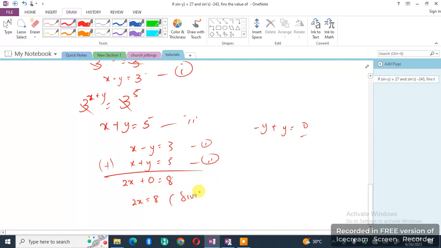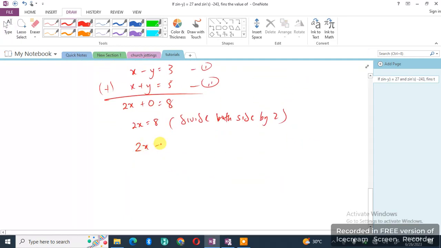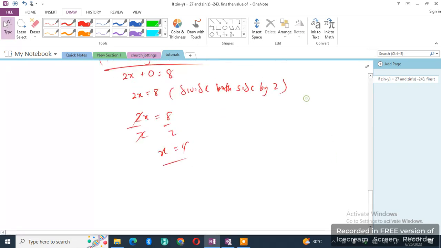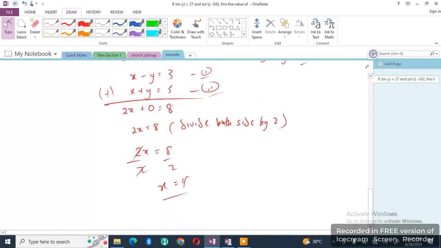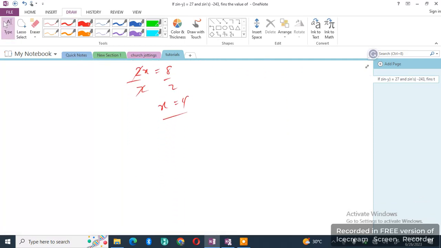Let's divide both sides by 2 to get the value of x. Therefore 2x equals 8, and then we have x equals 4. Now to get the value of y, we're going to pick either of the equations, I or II. So let's start from equation II, which says that x plus y equals 5.